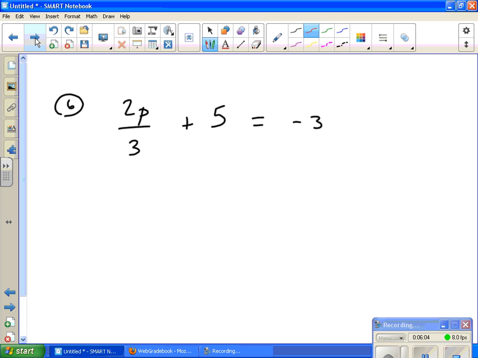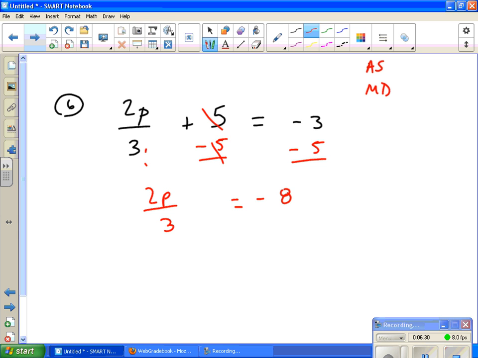Number 6 says 2p over 3 plus 5 equals negative 3. Again, we're starting to undo stuff, addition and subtraction before multiplication and division. Undo plus 5 by subtracting 5. Subtract 5 on the left, subtract 5 on the right. We're left with over here 2p over 3. These cancel, equals negative 3 minus 5, same sign, add them up, becomes negative 8.